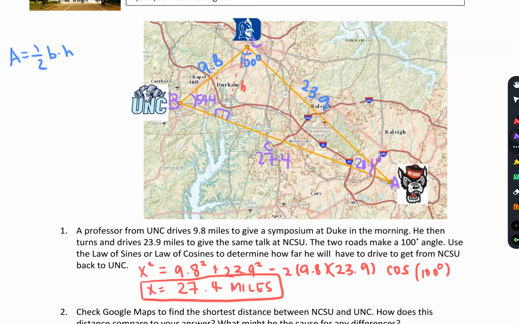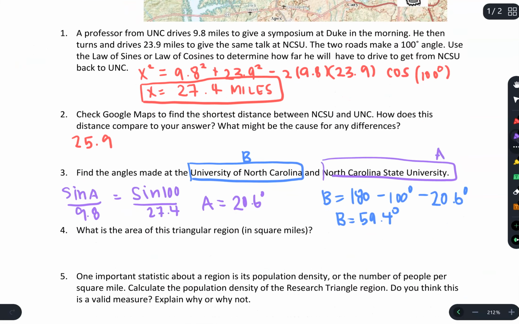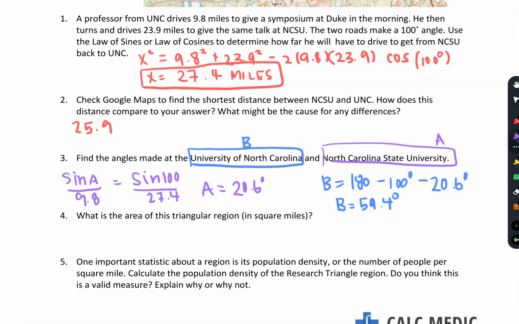Yes, it is 9.8. And right here, I know this angle, this 59.4, right? And I want to find the side that's what? Opposite. Yes. So what is opposite over hypotenuse? Sine. Good deal. So that would be sine. So to find the height here, I would say sine of 59.4 is going to be equal to your height over 9.8.